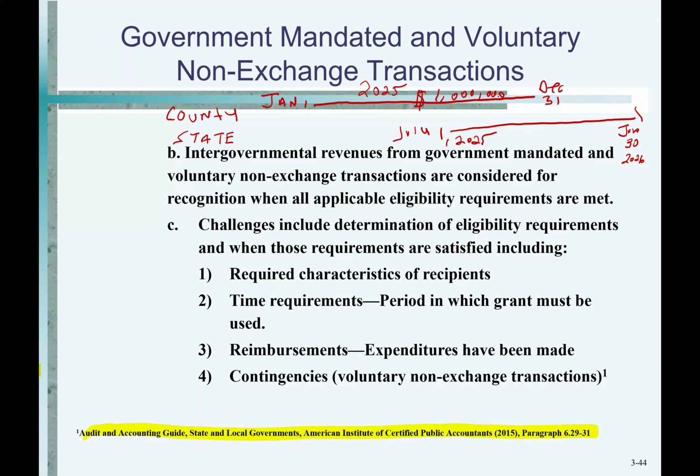So here's the question. How much of that $1 million should they recognize as 2025 revenue? Go ahead, take a wild guess. Okay, I'll tell you what I'm going to do. I'm going to go ahead and leave that question on the table for you. Go ahead and take a look at it.